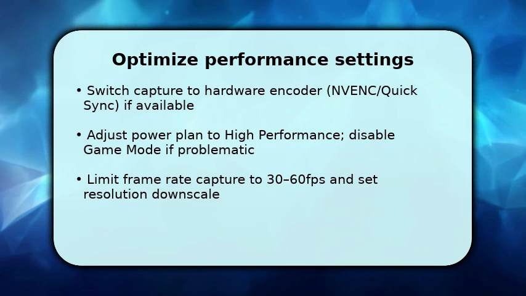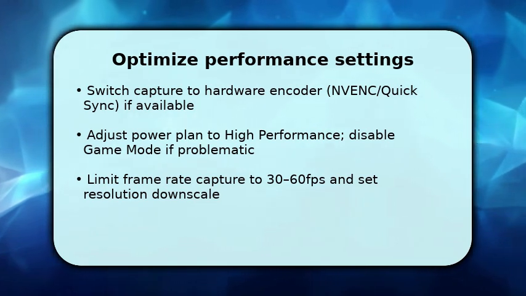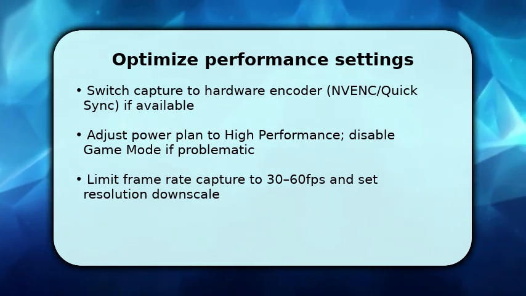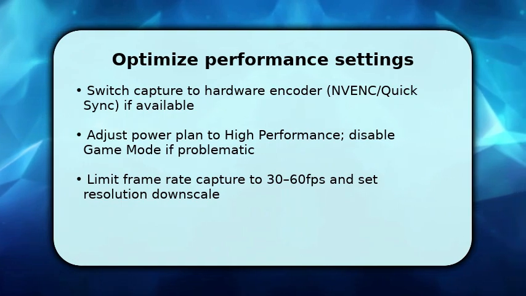Then limit capture frame rate to 30 or 60 FPS and downscale resolution if needed. Because lower encode throughput reduces dropped frames and keeps audio sync steady.